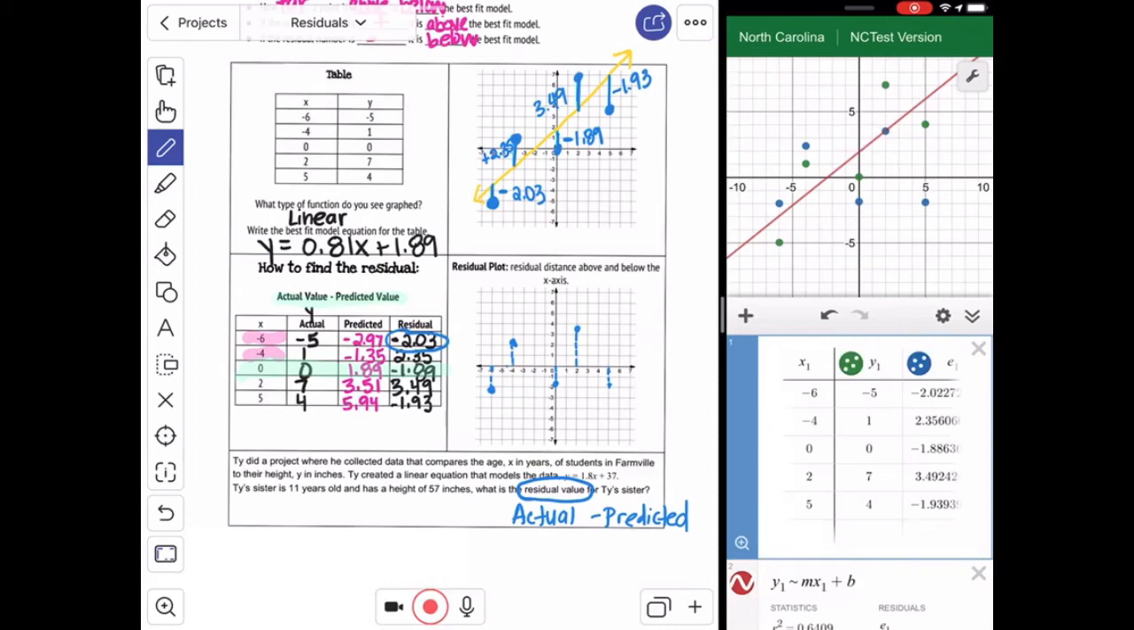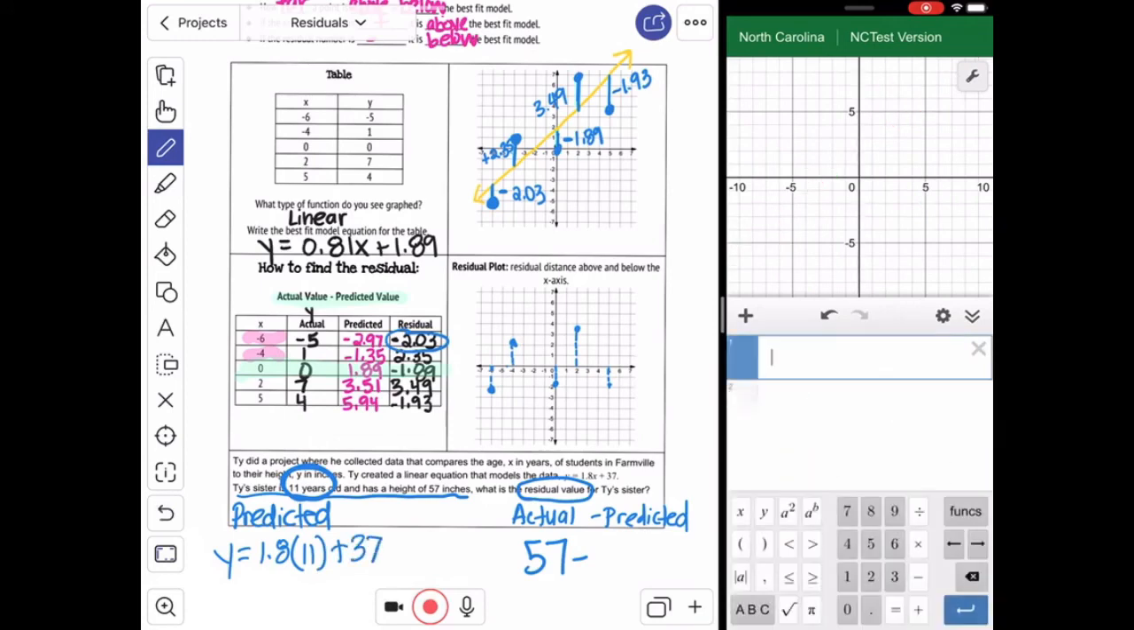So what is my actual value? Well, we're talking about Ty's sister. Ty's sister is 11 years old and 57 inches. She is actually 57 inches tall. But we need to find the predicted value. So in order to find the predicted value, we're going to plug in what we know. We know that she is 11 years old. So y equals 1.8 times 11 plus 37. All right, so back here I have 1.8 times 11 plus 37. So they're predicting that she should be 56.8 inches.